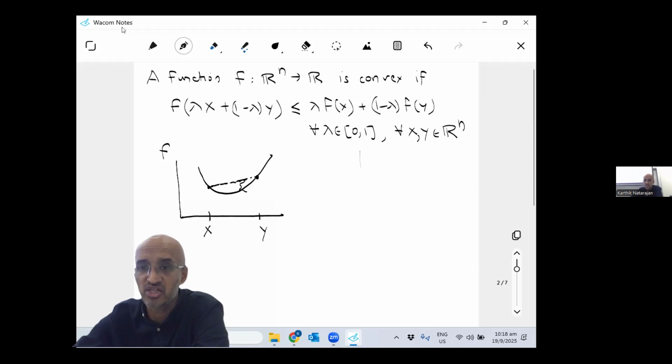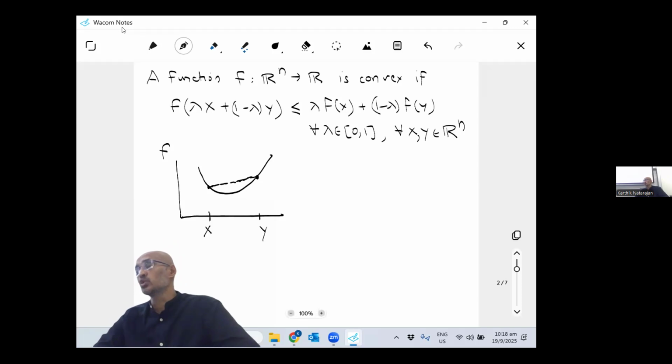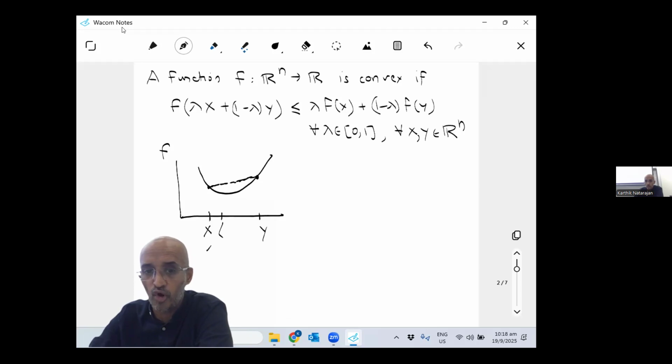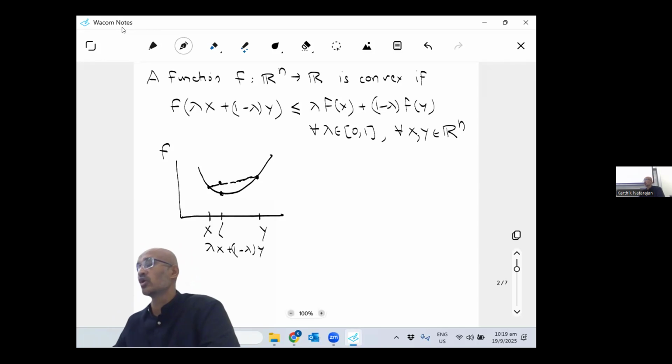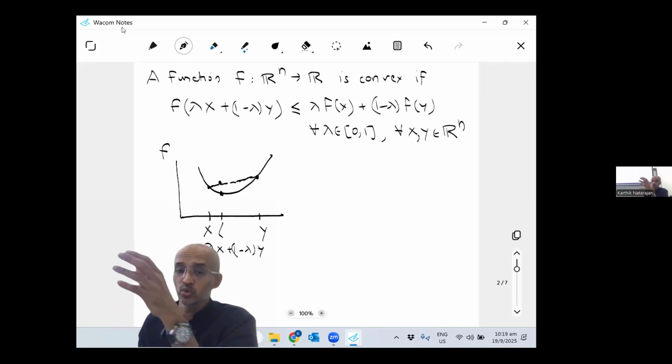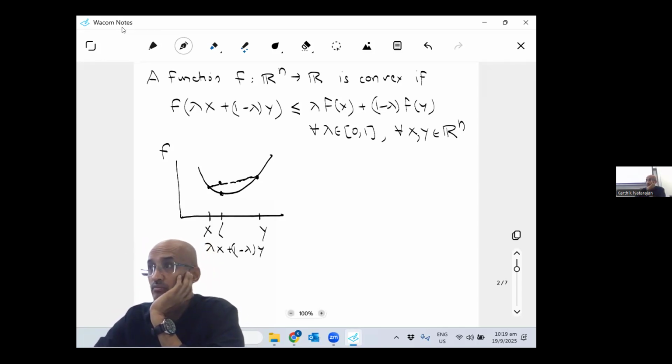Okay, so as I change lambda, the right hand side value is going to be basically given by the height of this part. What is f of lambda x plus 1 minus lambda y? It's basically any point along this. So if you take this point lambda x plus 1 minus lambda y, as you vary lambda between 0 and 1, it says that the function value is less than or equal to the value along this line segment. This has to be true for every x and y and for every lambda.